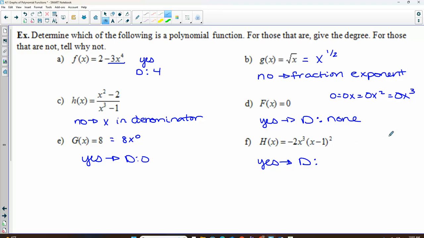Now, I don't really have to multiply everything out. I just have to think about it. I would have an x cubed. In this parentheses, if I square it, I would get an x squared. If you take x cubed times x squared, you get x to what power? The 5th. So my degree would be 5 if we multiplied it all out. Any questions there?